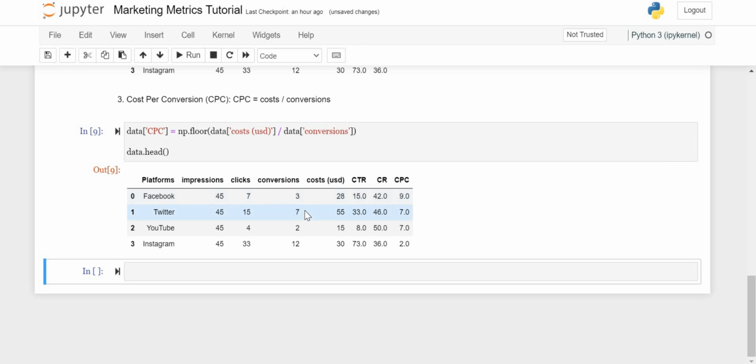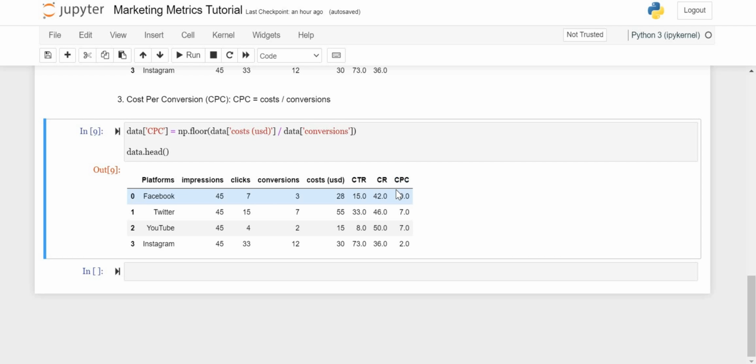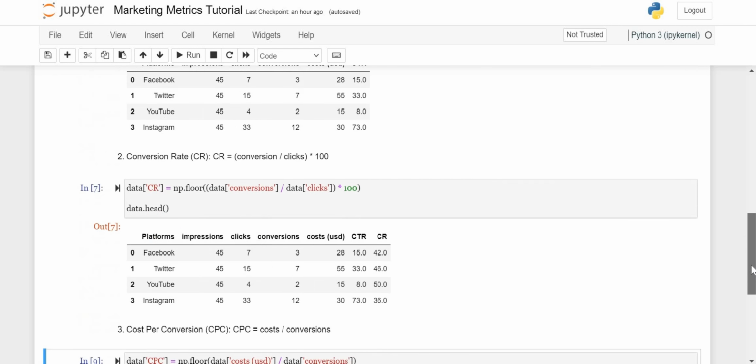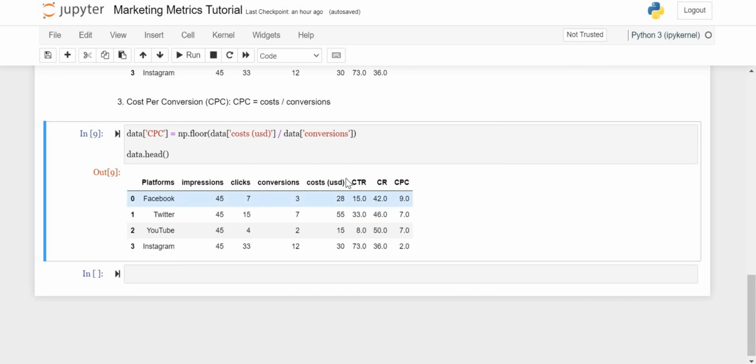So we have all the metrics already calculated right now. So the CTR, the click-through rate, the conversion rate, and the cost per conversion. I'm going to recap the significance of each metric.